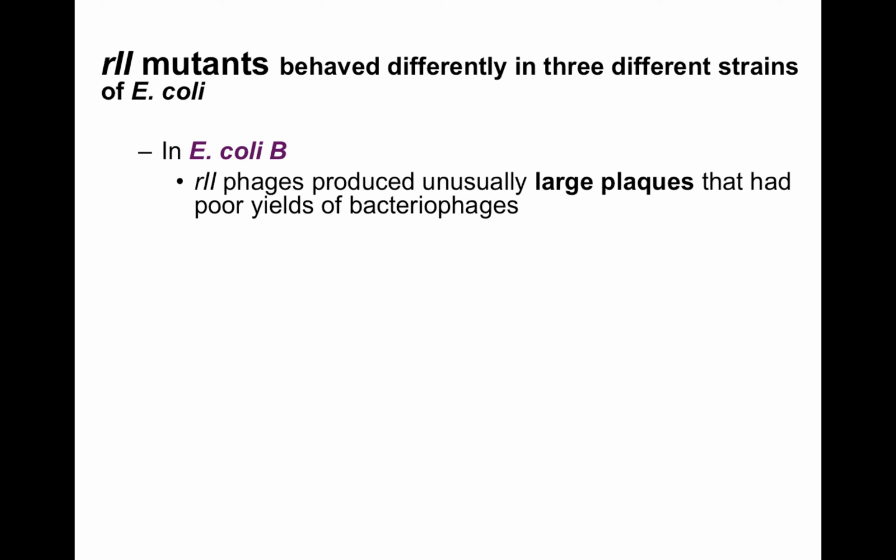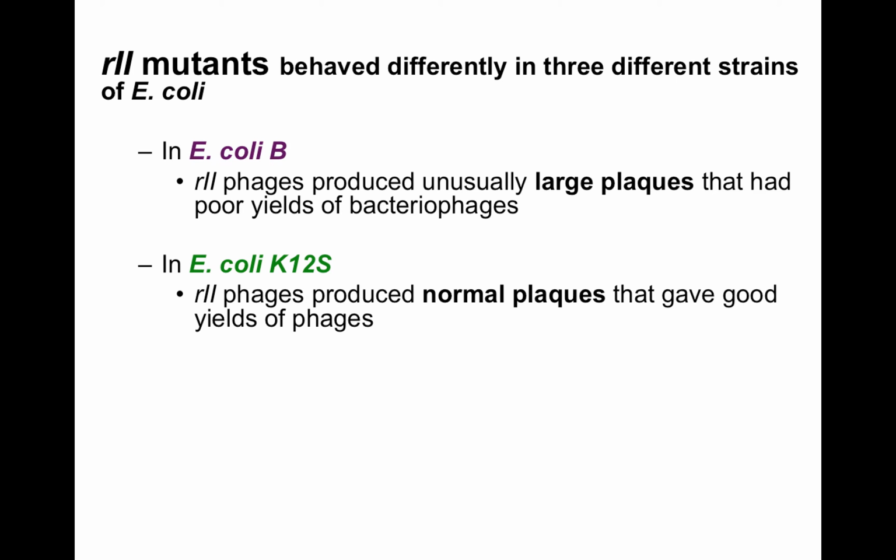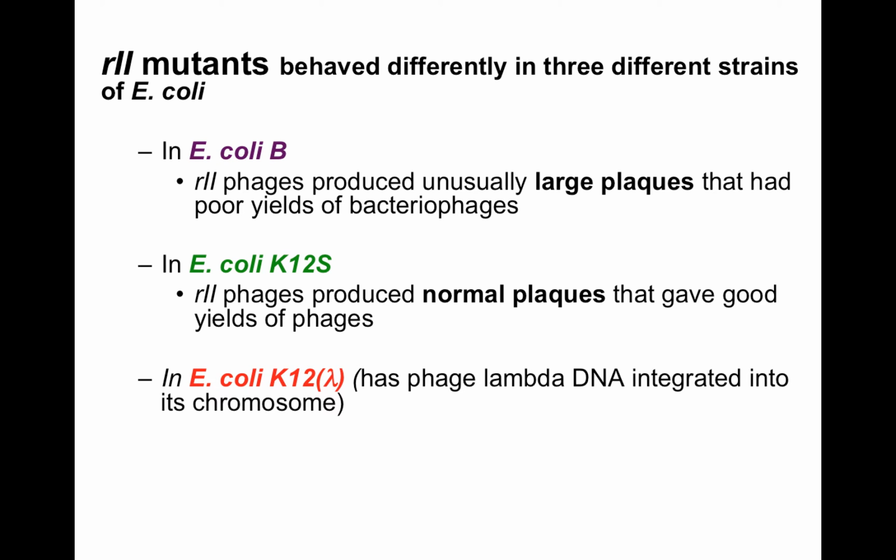Seymour Benzer used R2 mutants that behaved differently in 3 different strains of E. coli. All of these mutants had the same characteristics. In E. coli B, the R2 phage produced unusually large plaques that had poor yields of bacteriophage. In E. coli strain K12S, the R2 phage produced normal plaques that gave good yields of phage. That's important because he needs to have a source of these phage. In E. coli K12, which has phage lambda DNA integrated into its chromosome, the R2 phage produced no plaques at all. So we have 3 different strains of E. coli that these R2 mutants either produce large plaques, normal plaques, or no plaques at all.